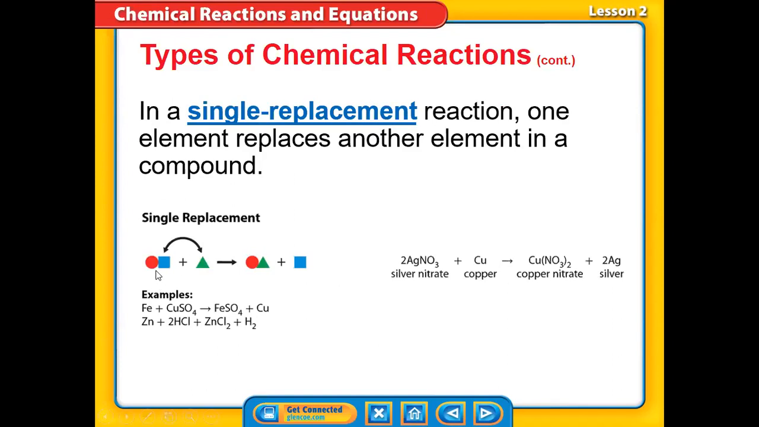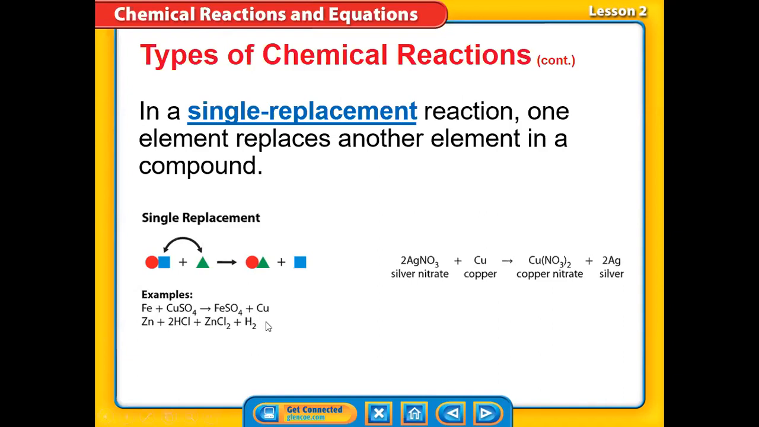So for example, here we find iron reacts with copper sulfate, and it ends with iron sulfate and copper. So what happened? Who can tell me what happened in this equation, guys, or that reaction? Yes, Judy. Okay, Hannah.